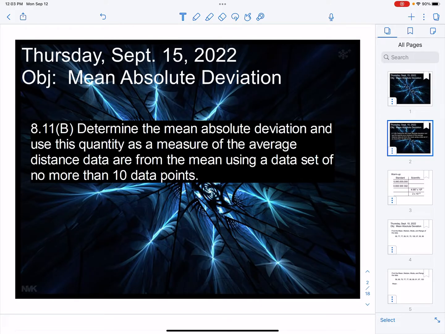So in today's lesson you're going to find out that mean absolute deviation is not one of the most fun things in the world to do, and that's perfectly okay. But we do have to understand how to do it because it is one of our standards. It's a very simple three-step process. So we're going to start our lesson today with reviewing some statistical measures that you should know.